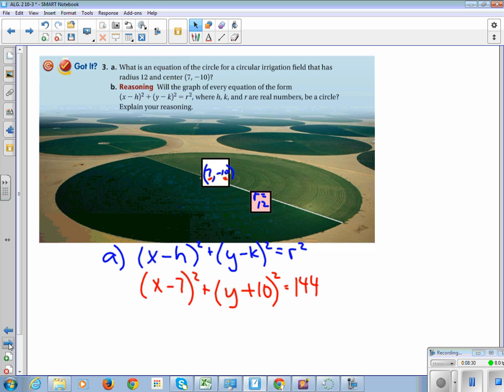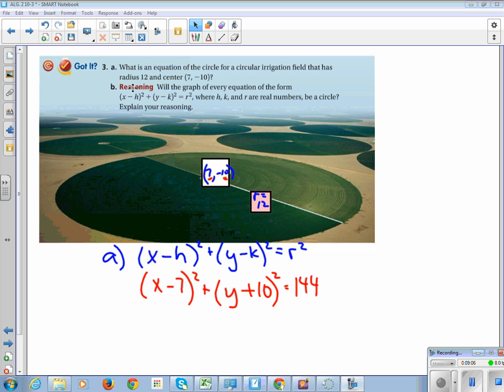So while you guys are finishing down, let's look at the reasoning question. Will the graph of every equation of the form (x minus h) squared plus (y minus k) squared equals r squared, where h, k, and r are real numbers, be a circle? Explain your reasoning. Is there ever a scenario, as long as h, k, and r are reals, where it won't be a circle if we plug it into the equation?